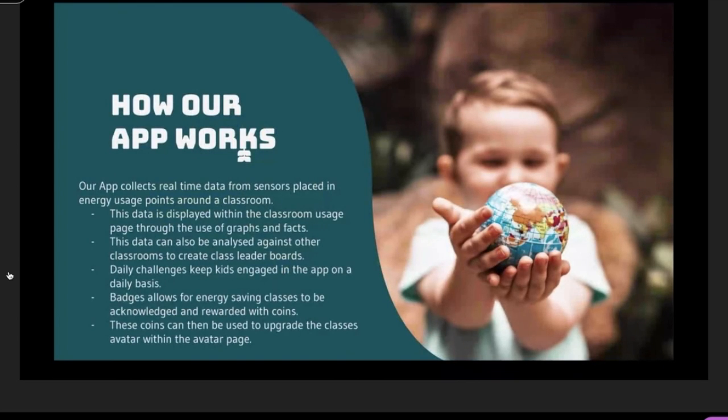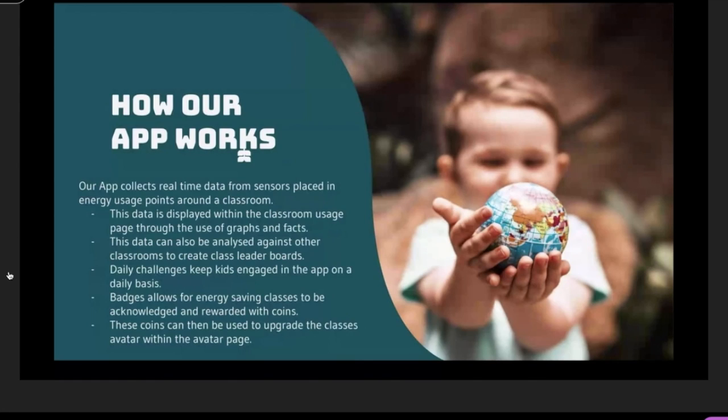Next. So, what exactly is our product? It's a system of sensors that are placed around the classroom or around the school at energy usage points. Those sensors then relay data back into an application to deliver that data in a way that kids will understand, in the form of graphs and explaining it in plain English, which you'll see in a second.